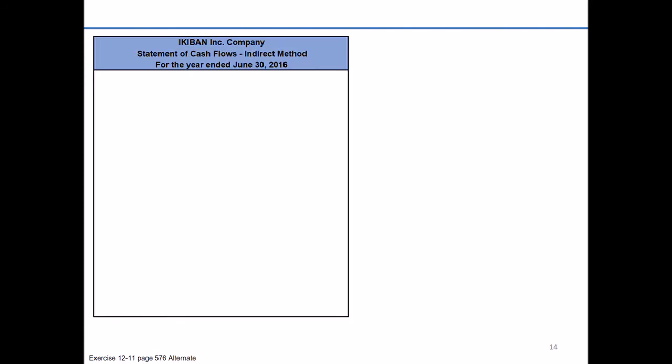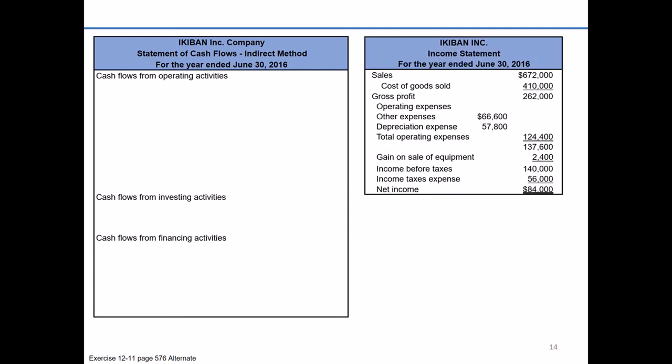So let's go ahead and do that. Keep in mind, we've got three major sections, or major activity areas, on our statement of cash flow: operating, investing, and financing. We're going to start at the top with our operating, and of course, again, we're going to use the indirect method. So we're going to start with net income, our accrual-based net income, and we're going to reconcile that to our cash basis cash flow from operating activities.